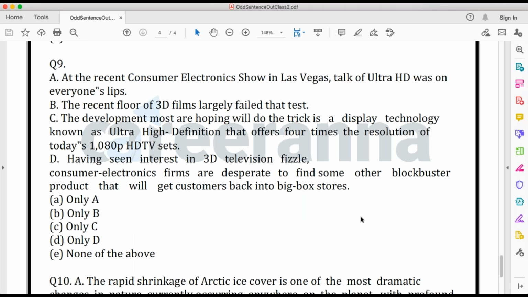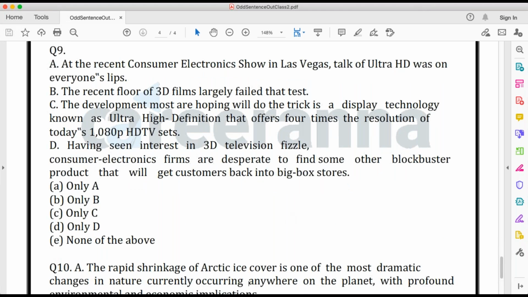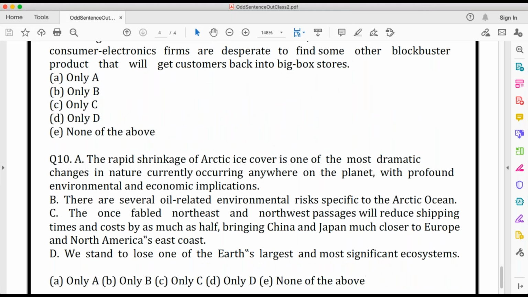Okay, so let's move to the last question of the day. Question number 10. Again, an easy one, but slightly tricky. Let me see how many of you get it correct.